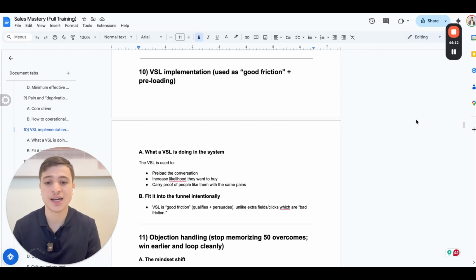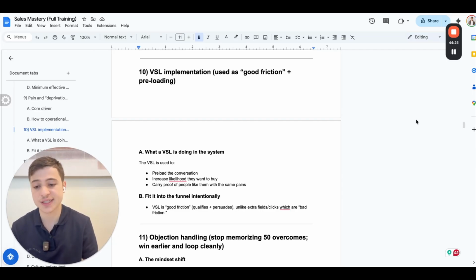VSL implementation. Used as good friction and preloading. What a VSL is doing in a system: it preloads the conversation, increases the likelihood they want to buy, and carries proof of people like them with the same pains. Fit it into the funnel intentionally. A VSL is good friction, it qualifies and persuades. I dislike extra fields and clicks, which are bad friction.